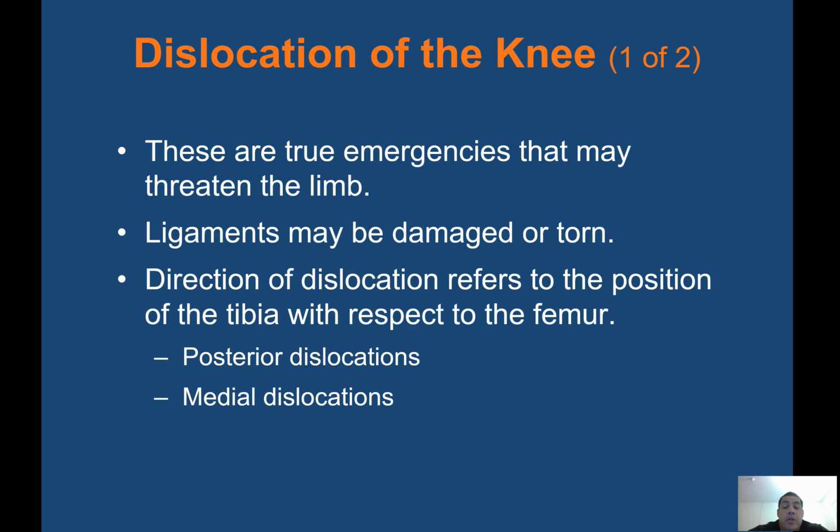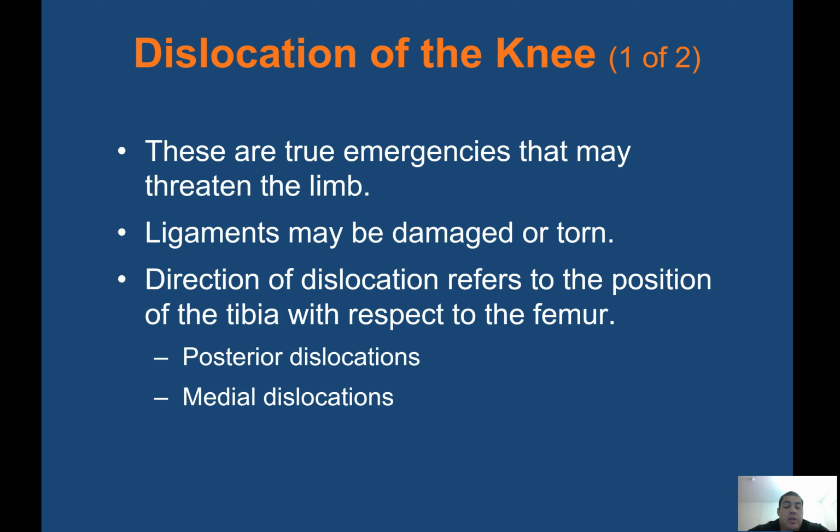Dislocation of the knee. These are true emergencies that may threaten the limb. Ligaments may be damaged or torn. You have an artery right behind your knee. This could possibly be torn. You could bleed out. Direction of dislocation refers to the position of the tibia with respect to the femur.